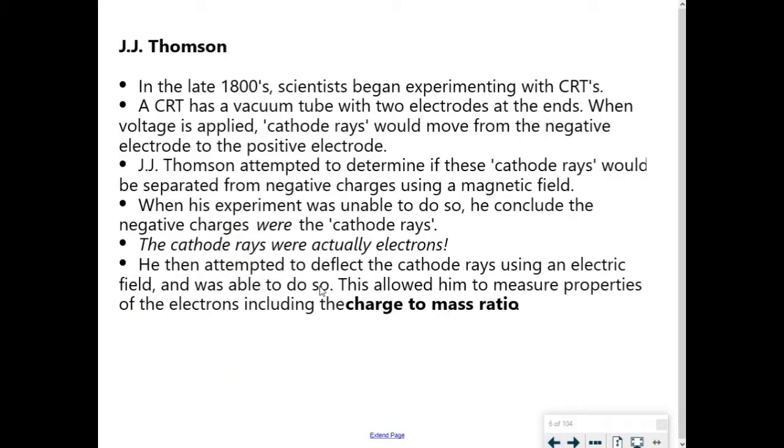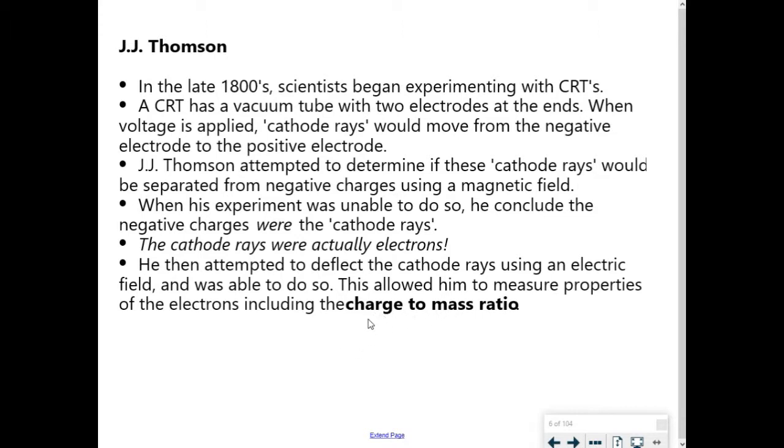So, what he was able to do, though, if I can go back to this slide right here, is that these negative charges, he thought they were cathode rays. He then started to figure out that maybe they weren't just some form of energy, maybe they were actually forms of matter. And he decided to try to find their charge to mass ratio.